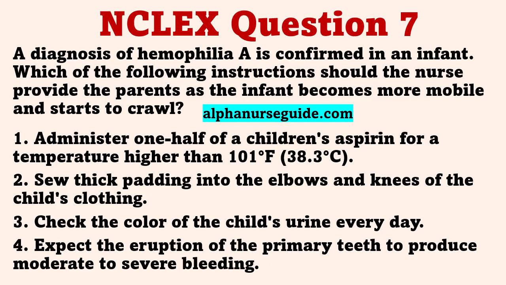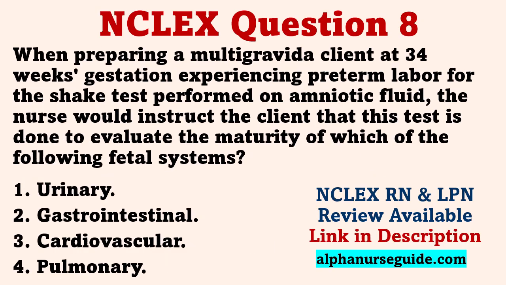with hemophilia. When preparing a multigravida client at 34 weeks gestation, experiencing preterm labor, for the shake test performed on amniotic fluid, the nurse would instruct the client that this test is done to evaluate the maturity of which of the following fetal systems? 1. Urinary. 2. Gastrointestinal. 3. Cardiovascular. 4. Pulmonary.